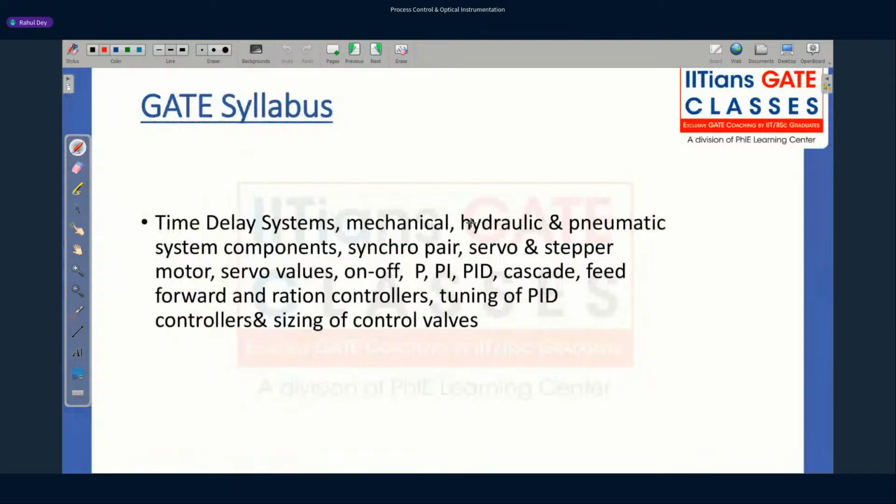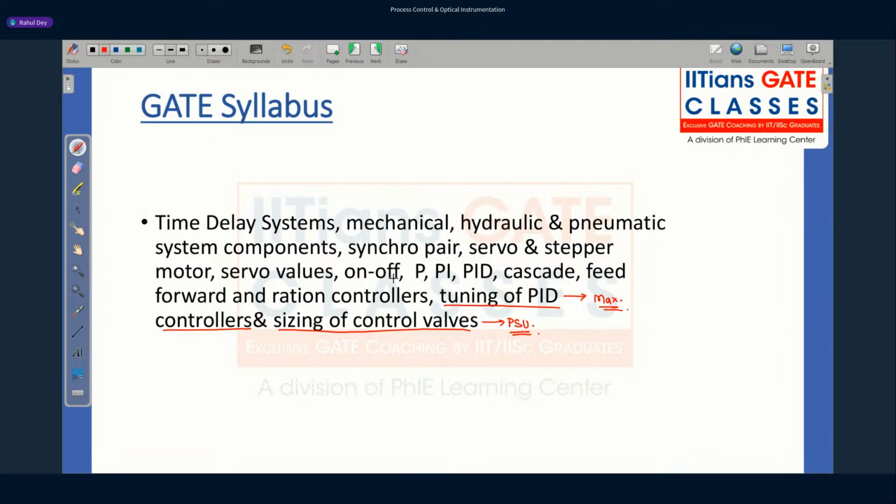In the GATE syllabus, the important part is the sizing of control valves. This is very, very important. From a PSU point of view, questions have been asked from sizing of control valve and tuning of PID controller. Here we have to see the Ziegler-Nichols tuning method, the ZN method. This is also very important because maximum questions have been asked from this part.